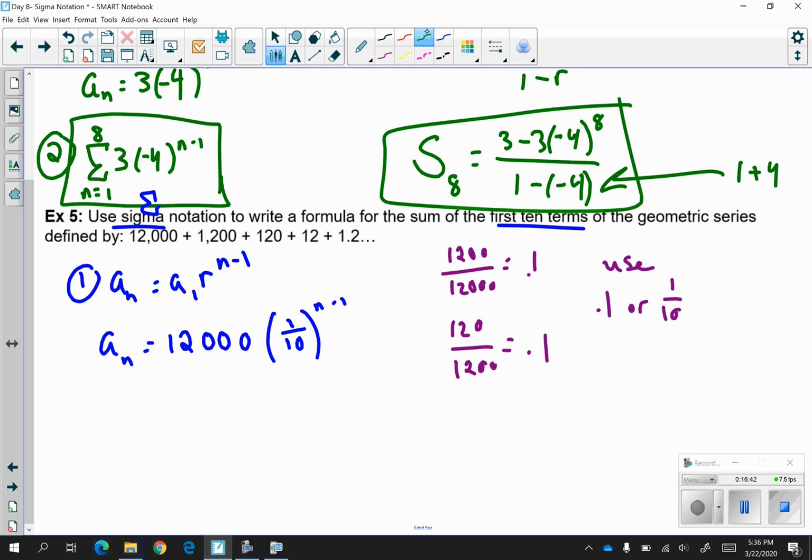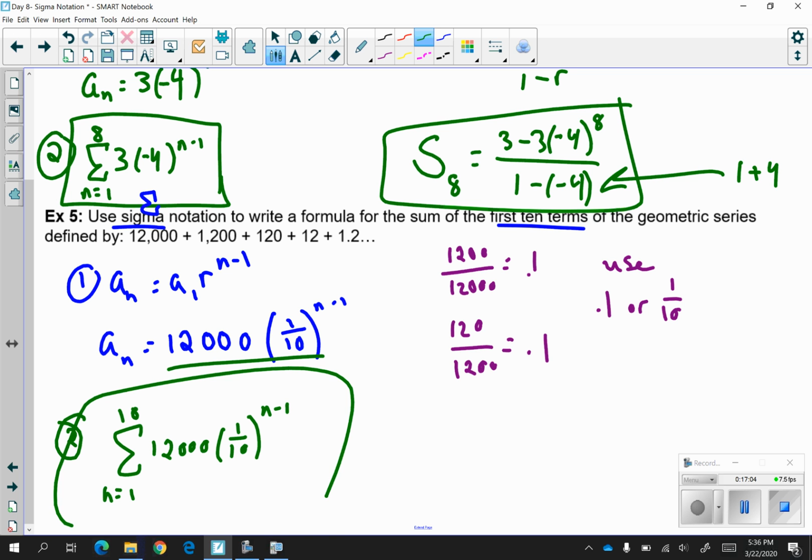From there, now that you have your explicit formula, step 2, we're talking about sigma notation. We're starting from the first, going up to the top of 10 with this formula. And you're done.